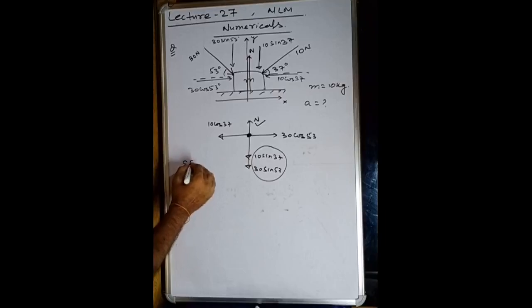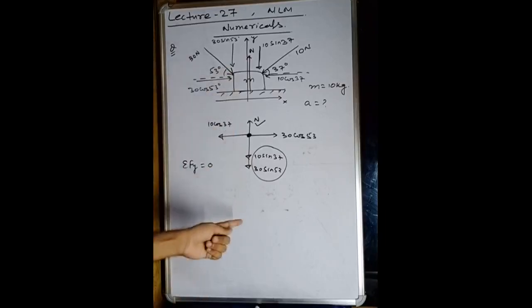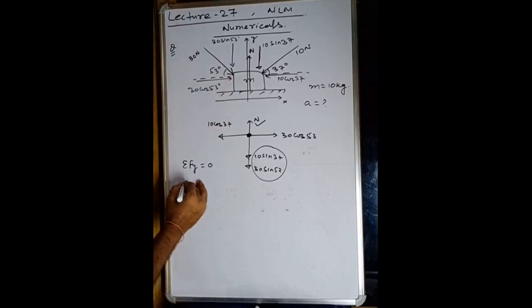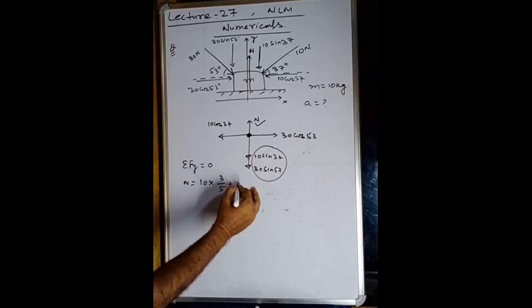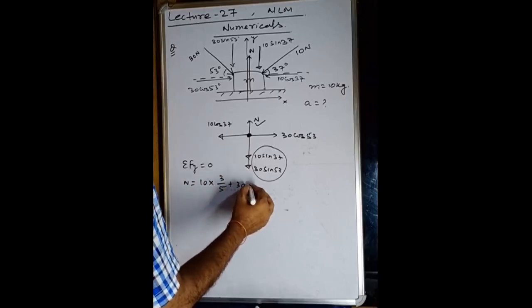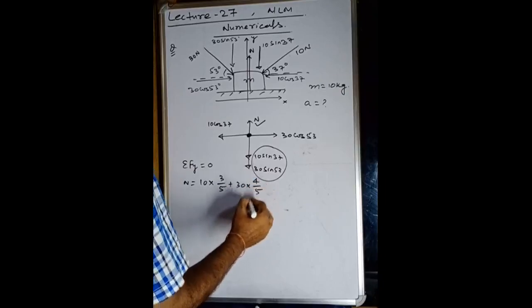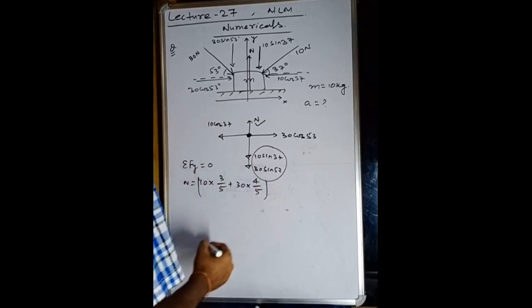Okay, sigma Fy will be how much? It is 0. Why? The system is not moving along the y-axis. In this case, N will be equal to 10 sine 37, it is 3 by 5, plus 30 sine 53, it is 4 by 5. Okay, so you can solve this one.